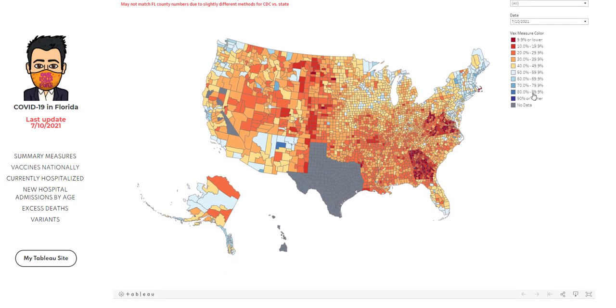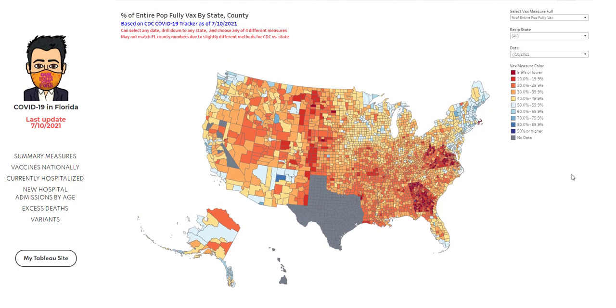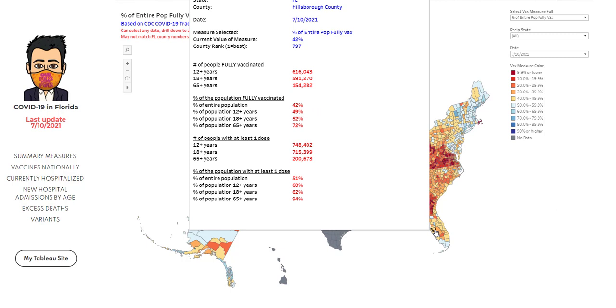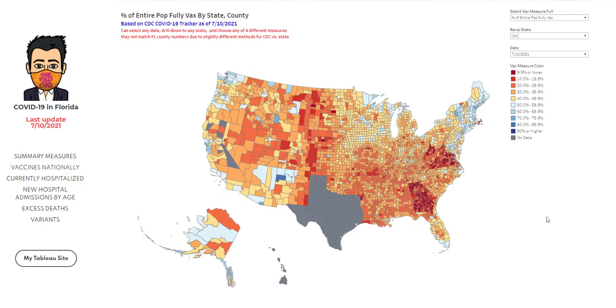This is the exact same thing, but at the county level. Again, the shading in terms of vaccination rates, county level, in this case, red is bad, blue is good. The more red, the lower the vaccination rates. The more blue, the higher the vaccination rates. And again, you can hover over any particular county. In this case, this is Hillsborough County, and you can get that same very granular information on numbers of people vaccinated and percentages of the population that have been vaccinated.